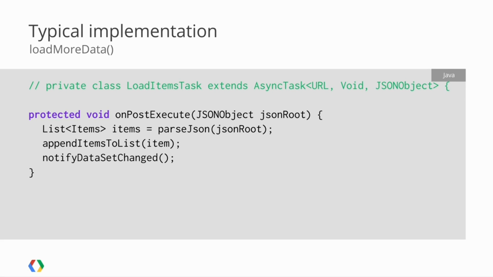Finally, we land back in onPostExecute on the main thread with our parsed JSON object. We pluck out the individual items from that root JSON object, append them to the list that backs our adapter, call notify dataset changed, and then let the ListView call us back to actually make the views.